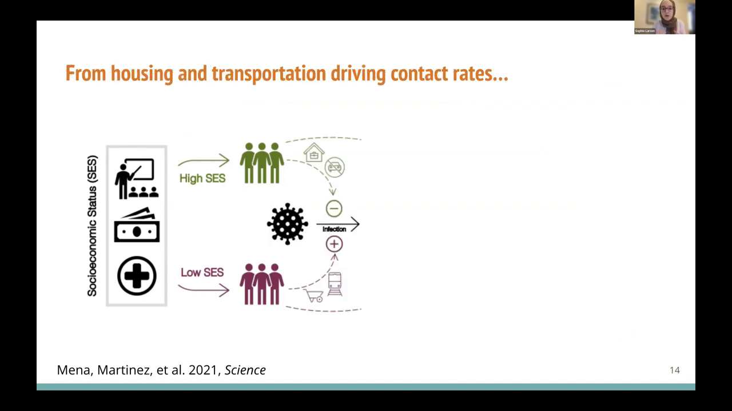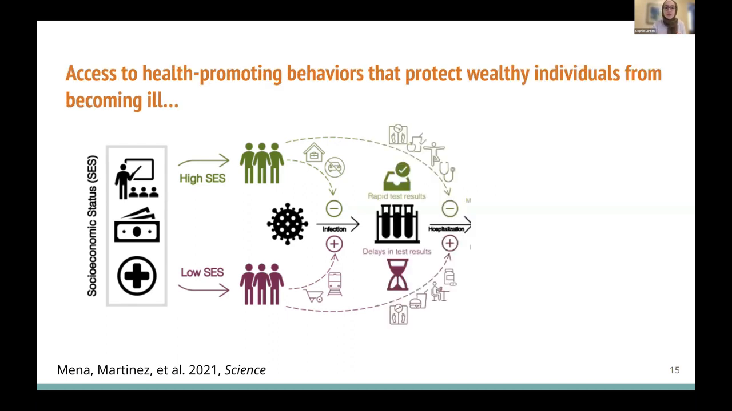So early on, we saw that high SES individuals were living in low density housing. They might have a car, so they don't have to take public transit. And they might not even have to go into work because maybe they can do their job remotely. Whereas in low SES communities, a lot of people were a lot more exposed. They might be living in high density housing or multifamily housing. They might not be doing a job that can be done remotely, like maybe they work in a higher risk setting like a pharmacy. And so their risk of getting infected was much higher.